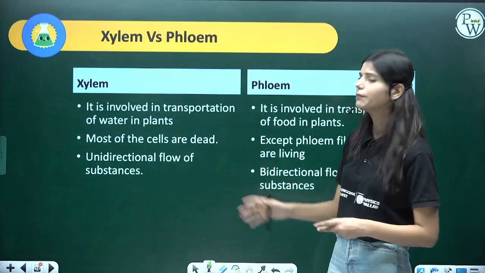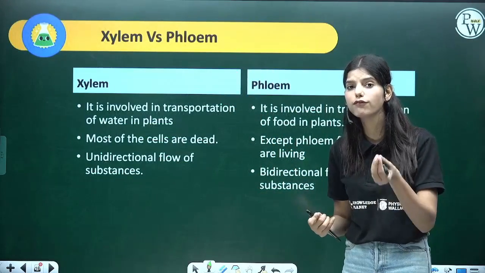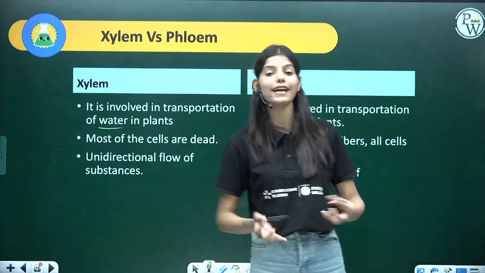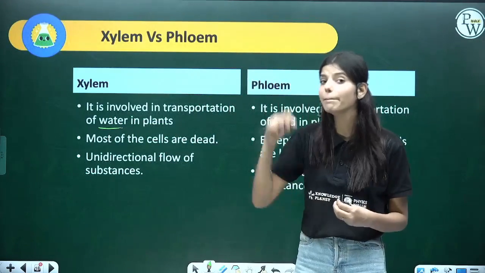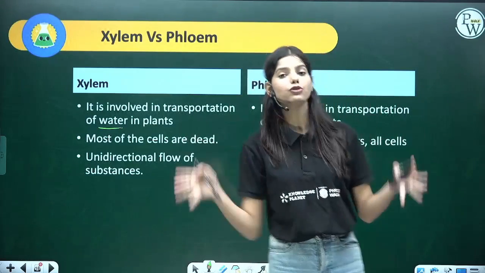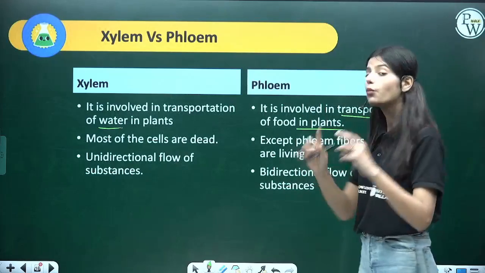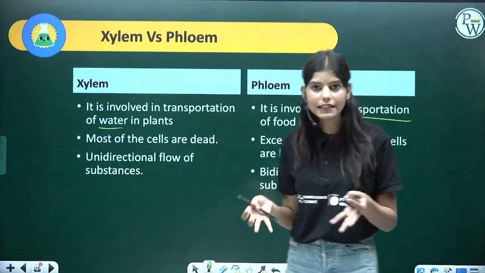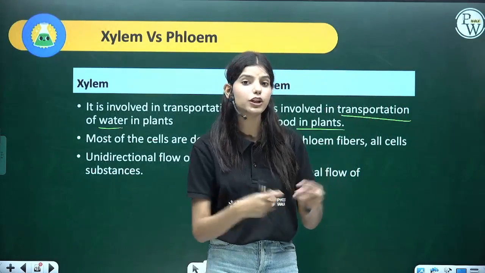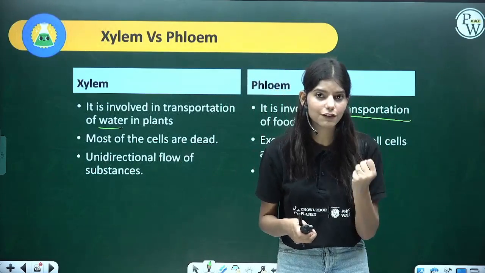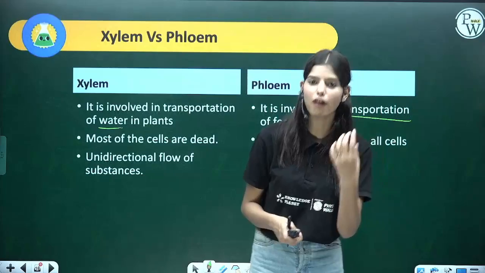Talking about xylem, it is involved in the transportation of water and minerals. So it is there for the transportation of water, and along with water, it is transporting the minerals. Now talking about the phloem, it is involved in transportation of food. So whatever food is prepared by the leaves, that particular food is transported to the other parts of the plant, so that each part of the plant is obtaining the food to perform their specific functions.